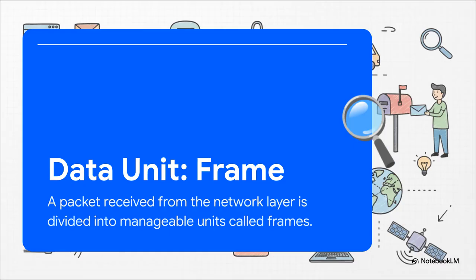So how does it handle a local trip? Well, it takes our packet and wraps it up again, this time with the physical MAC addresses of the current device and the very next device it needs to go to. A MAC address is like a unique serial number that's burned into the hardware. And this newly wrapped data gets a new name too. It's now called a frame. We're almost at the finish line.